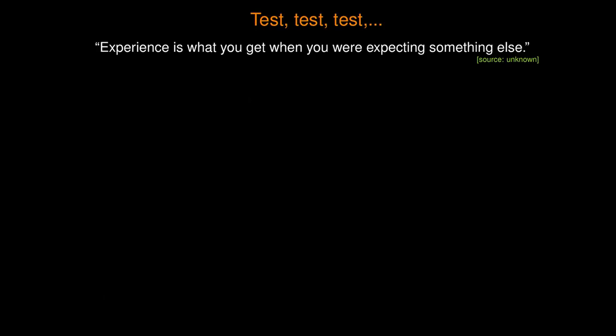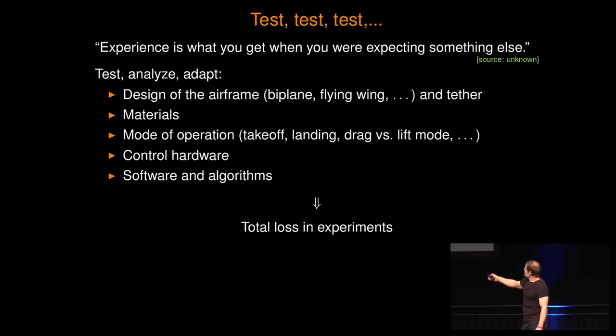But one of the important things is that one has to test and get experience from tests. Experience is what you get when you're expecting something else, really. So what does it mean? We have to test, analyze, and adapt the systems, because, as you could see from the design variations in the zoo which I've shown, many of the concepts are still open. For example, the design of the airframe, whether you use a biplane, a flying wing, or anything alike, or something totally different, is still open. The tether construction, what kind of materials to use, is still open. The materials for the aircraft itself are still open, et cetera. The mode of operation, that means takeoff, landing, and drag versus lift mode, is still an open question. What is the best thing to realize for industrial products?